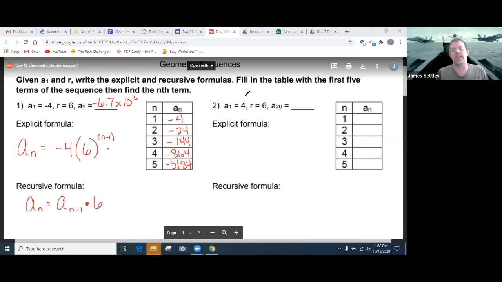All right, so let's take a look at number 2. First off, we want to write our formula. So we're going to go A sub n equals A1. Doesn't matter which formula, arithmetic or geometric, we always start with the A1. And then because it's giving us R, this is geometric. So we're going to put parentheses 6, and then n minus 1 in parentheses as an exponent.